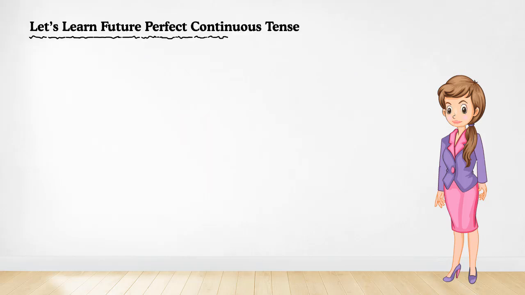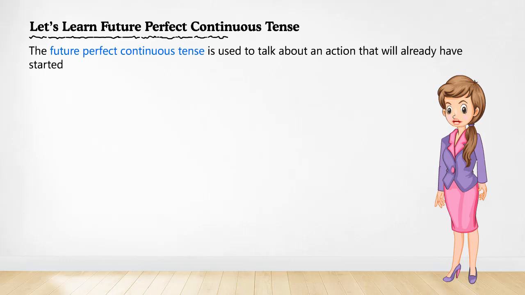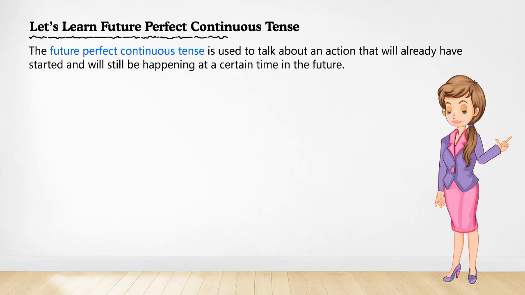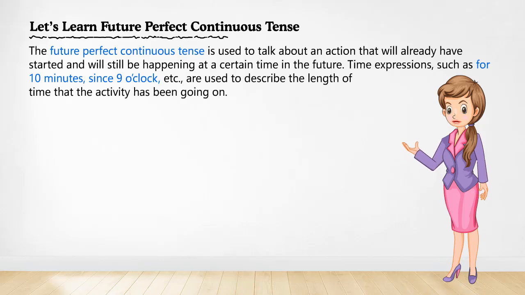Let's learn future perfect continuous tense. The future perfect continuous tense is used to talk about an action that will already have started and will still be happening at a certain time in the future. Time expressions such as for 10 minutes, since 9 o'clock, etc. are used to describe the length of time that the activity has been going on.